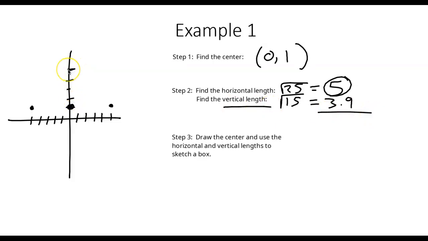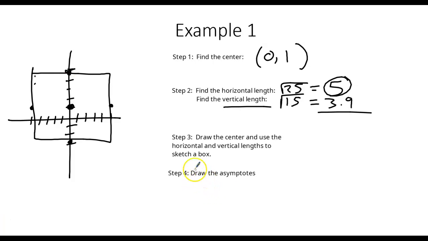Now 3.9 is pretty much 4, so I'll put my dot there, maybe just a little bit barely below 4, but honestly it doesn't really matter. So we have that. Now when we were doing ellipses, we connected that with a circle or a curve, right? But this time we're going to connect it with a box. Like so. Okay. Step 4 is to draw the asymptotes.